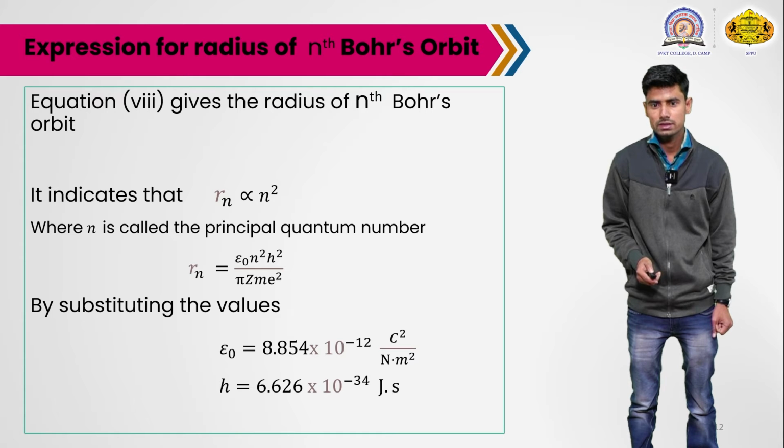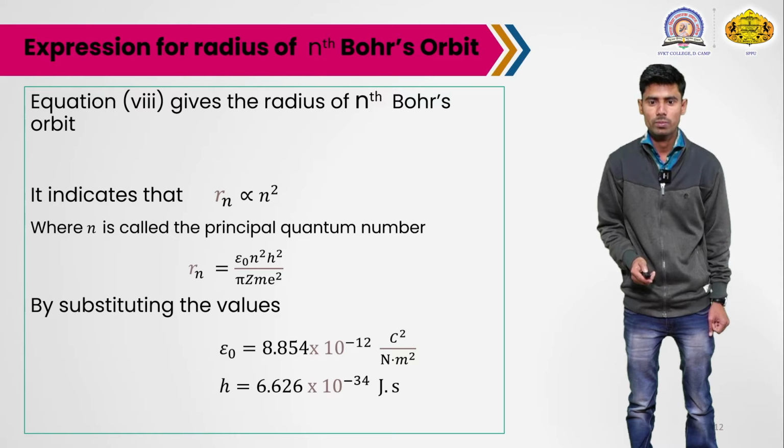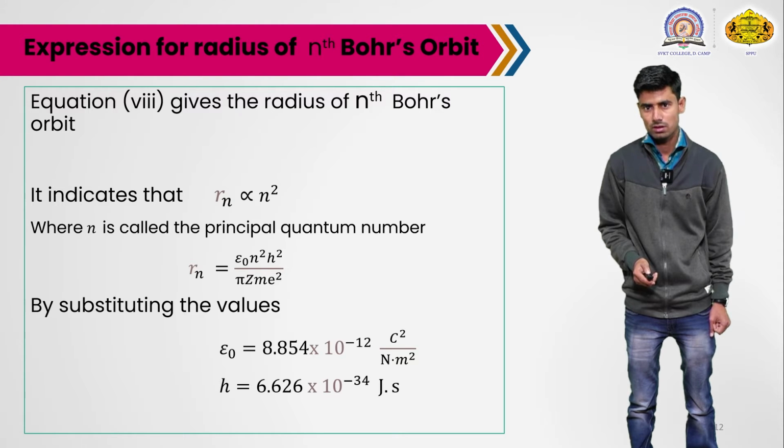From equation 8 you can see that the radius of the nth Bohr orbit is directly proportional to the square of n. Here n is the principal quantum number, which is introduced from the quantum mechanical description of the hydrogen atom. So Rn is directly proportional to n square. The radius of the nth Bohr orbit increases as the square of the quantum number n. n takes values starting from 1.